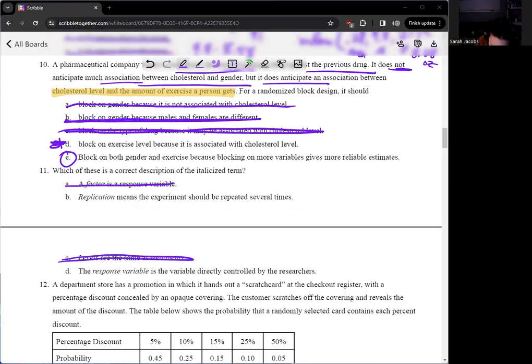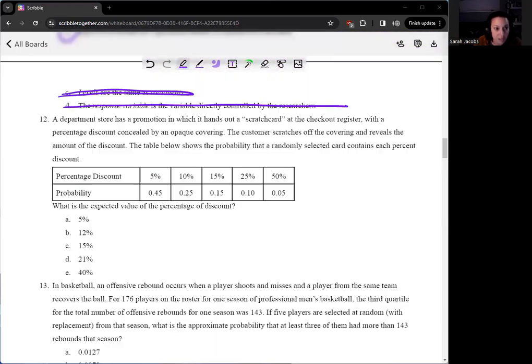So no. The response variable is the variable directly controlled by the researchers. No, that would be the explanatory variable, right? That might be the one you manipulate. The response is what happens, right? We don't control what happens. Otherwise, we're not doing real science. All right, B, vocab, one down.